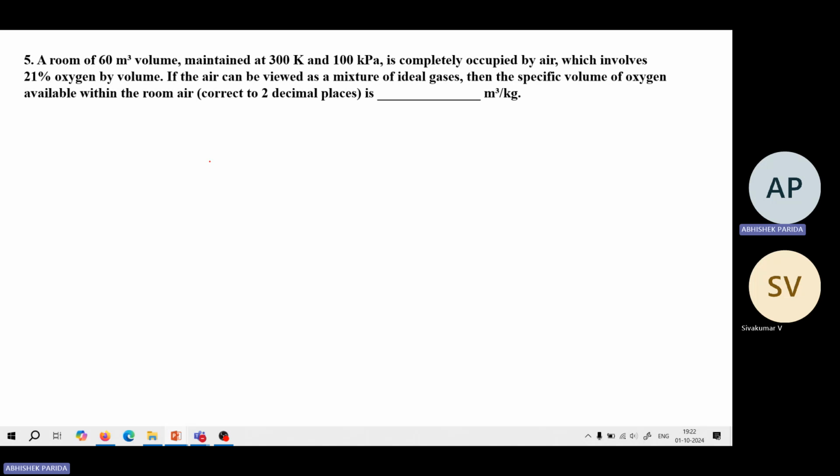Now, next question, question number 5. A room of 60 meter cube volume maintained at 300 Kelvin and 100 kilopascal is completely occupied by air, which involves 21% oxygen by volume. If air can be viewed as a mixture of ideal gases, then the specific volume of the gas available within the room air is. Try to solve this question. I'm giving you 2 minutes.